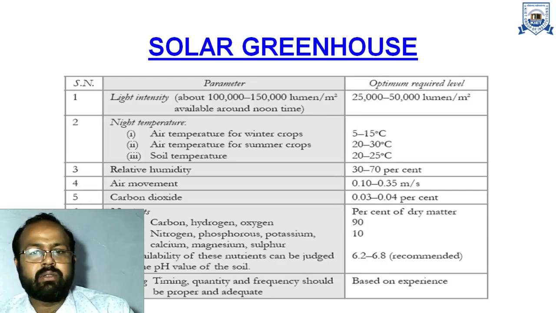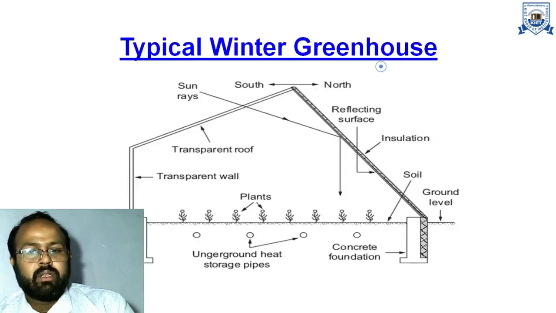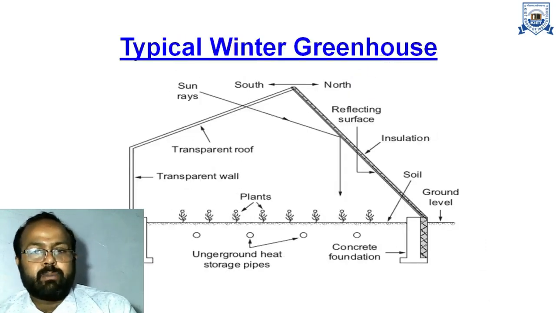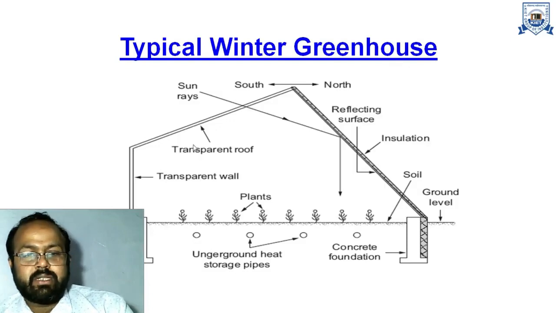So this is the solar greenhouse. In the solar greenhouse these are the different specifications, please go through them. So basically a typical winter greenhouse has a transparent wall, transparent roof, reflecting surface, insulation, and soil ground level. In the underground, heat storage pipes and a concrete foundation are used.